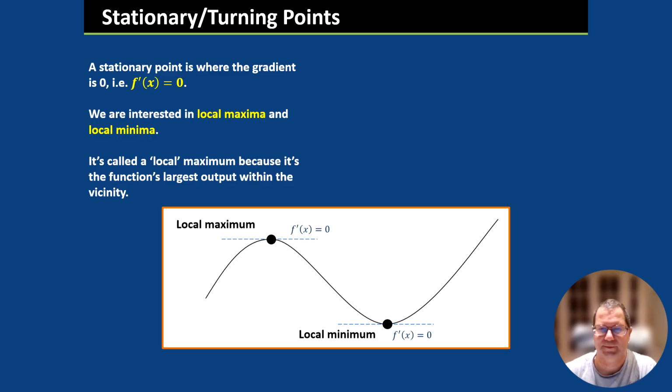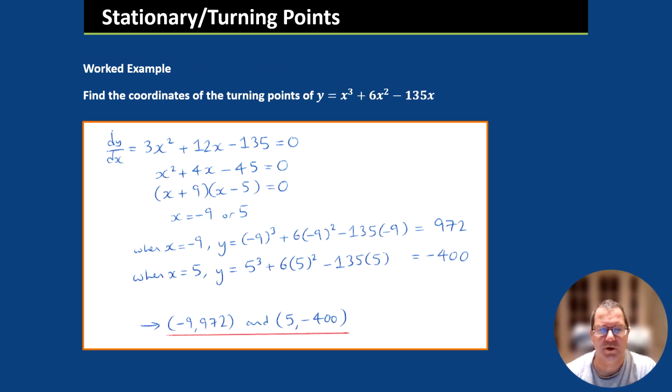So our first worked example: find the coordinates of the turning points of y equals x cubed plus 6x squared minus 135x. So we differentiate, which gives us 3x squared plus 12x minus 135. And because we find turning points when f'(x) equals 0, we put that equal to 0. That gives us a quadratic equation which we can divide by 3 and factorize. And then when we solve it, we get x equals -9 or 5.